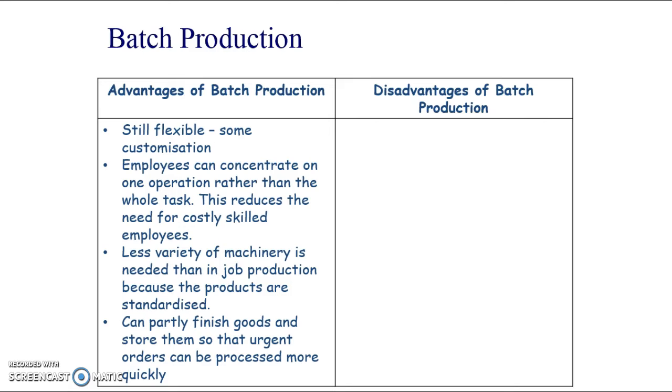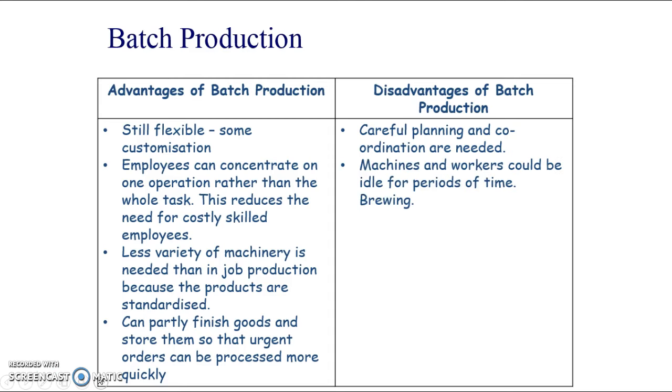And you can also part make the product as well, and store them, and then if you need to do some form of customization at the end, you can do. Whereas with job production, you couldn't do that because it was all very individual and it fit the individual customer's needs as well. So this advantage here can actually reduce lead times and get the product to the customer a bit sooner. It is going to be a little bit more difficult to coordinate and to plan, and the machinery and the workers possibly could be idle for a period of time.